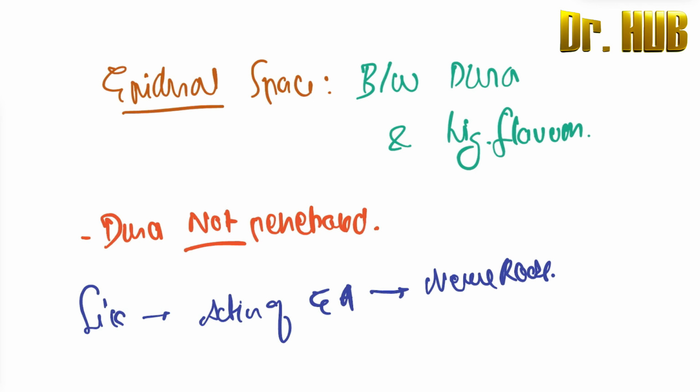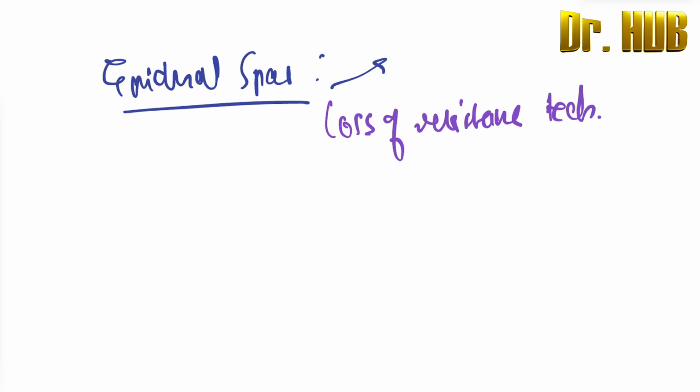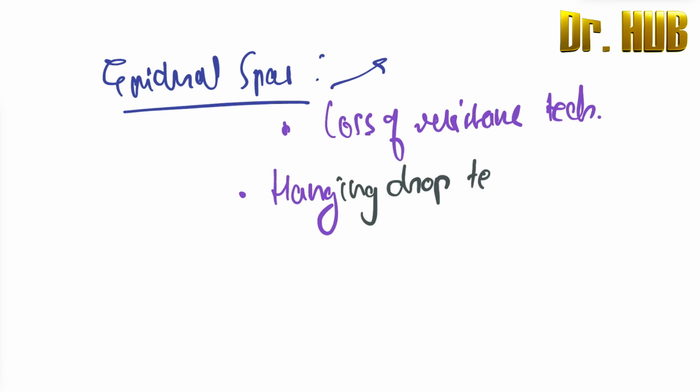Next is the method to identify the epidural space. What is the method to identify the epidural space? First is the loss of resistance technique, and the second is the hanging drop technique. So there is a loss of resistance technique as well as the hanging drop technique.